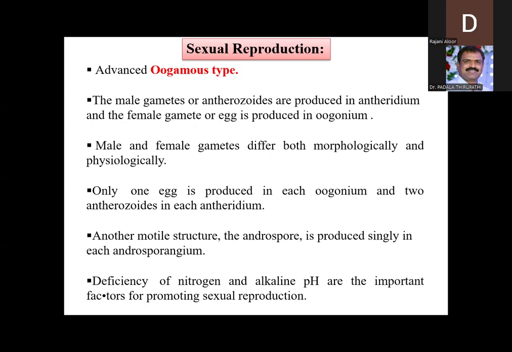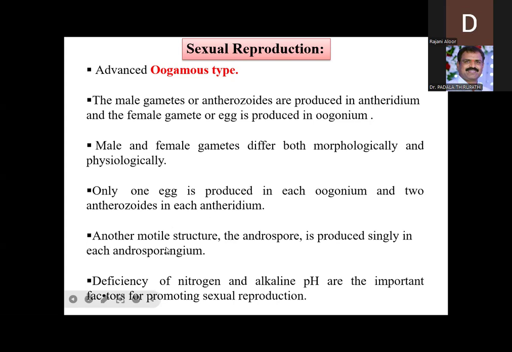Depending upon the nature of antheridia producing plants, Oedogonium species are of two types. Anthrozoids are produced in antheridia, and the female gamete, the egg, is produced in oogonium. Male and female differ both morphologically and physiologically, and in the size of the gametes. Only one egg is produced in each oogonium, two anthrozoids in the antheridium. Egg only one, anthrozoid two.